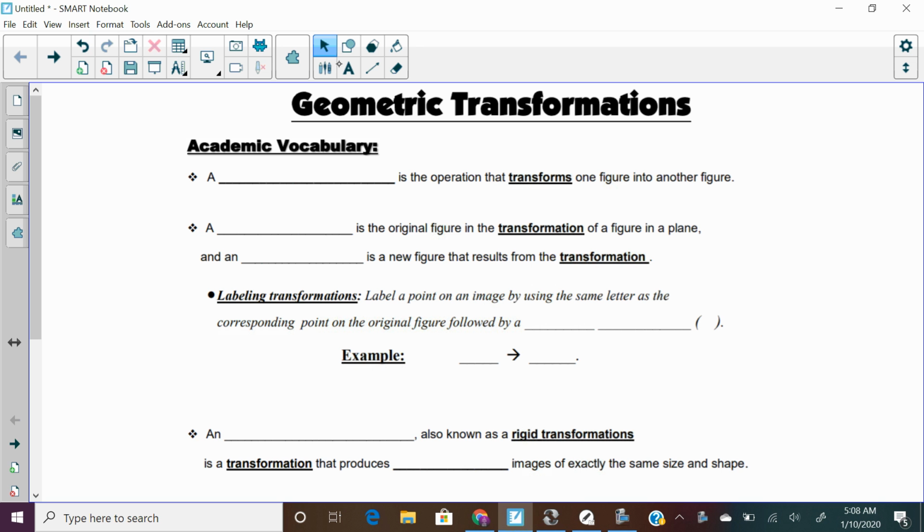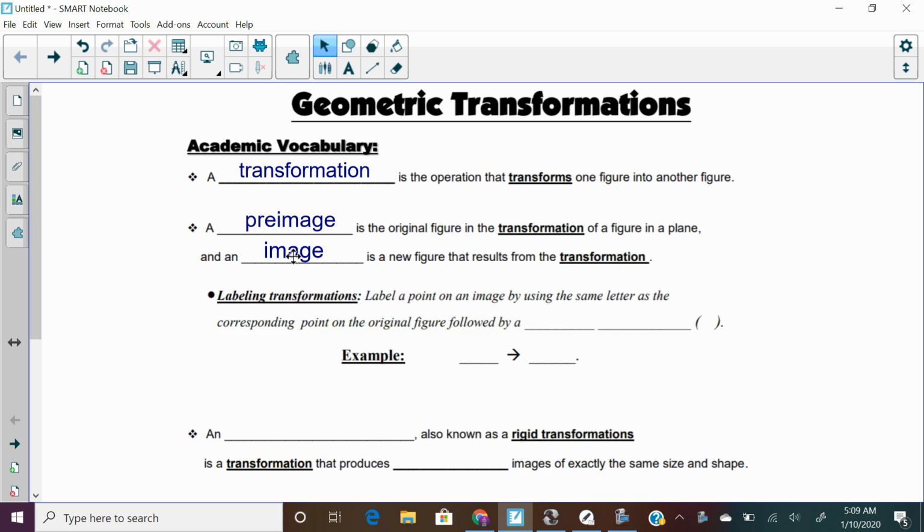Here are some notes, kind of like a little cheat sheet for you guys for all the different types of transformations we've talked about so far. So make sure you're filling it in as you watch this video. A transformation is the operation that transforms one figure into another figure. A preimage is the original figure in the transformation of a figure in a plane, and the image is the new figure that results from the transformation.